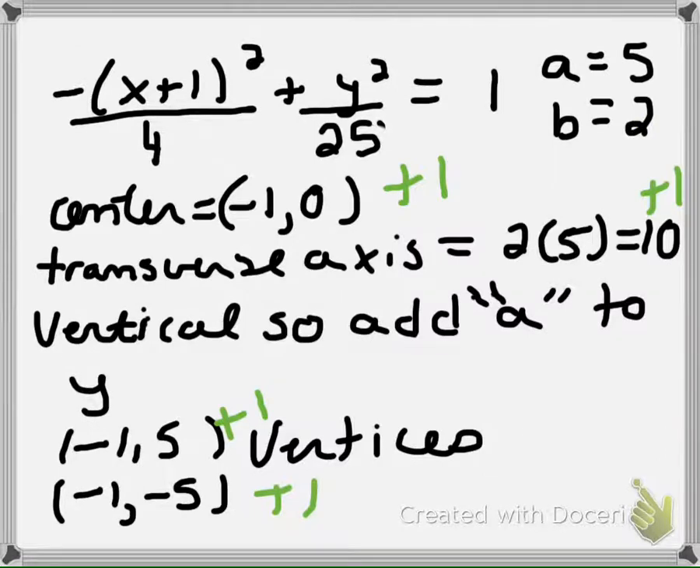On the next page, I am showing you that I know the center. The center is going to be negative 1, 0, and that's worth 1 point on your homework. The transverse axis is 2 times A, so 2 times 5 is 10, and that's worth 1. This is a vertical hyperbola, so you're going to add A to the y value of your center, so it's going to be added to the 0, which makes it nice. That means my vertices are negative 1, 5, and negative 1, negative 5, and those are both worth 1.